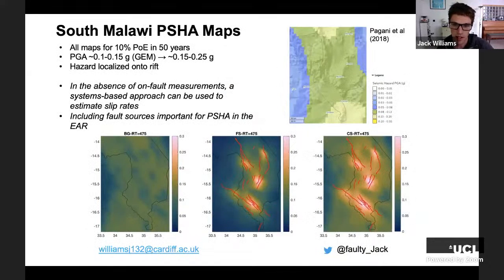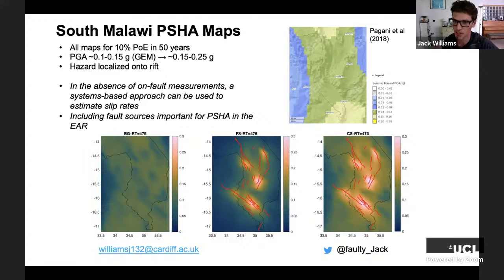Next slide, please. This is our final slide. These are our PSHA maps of southern Malawi. They're all for 10% in 50 years. The one on the top right is the current GEM map for Malawi. Apologies, this is just a screenshot.